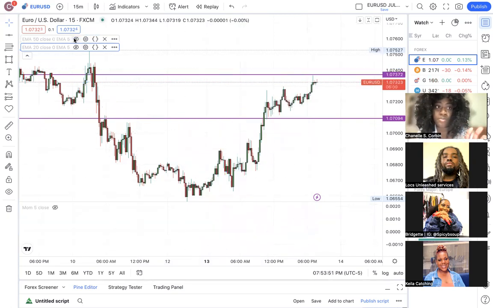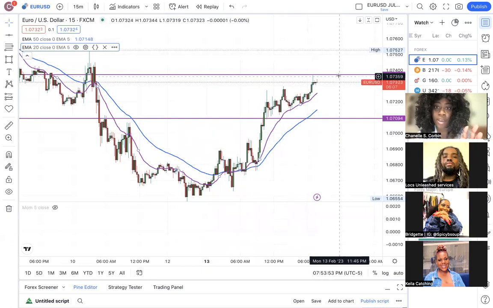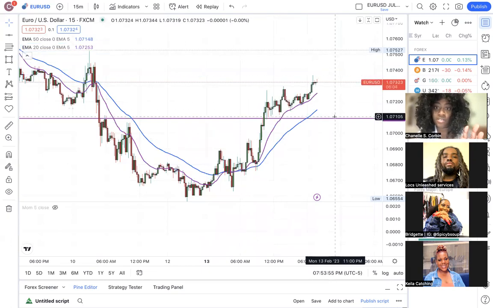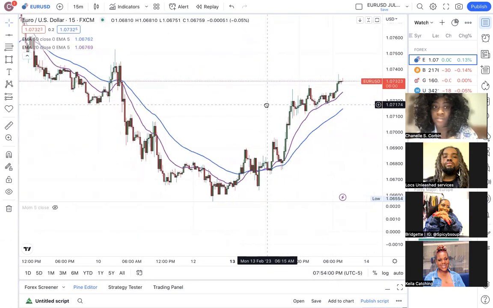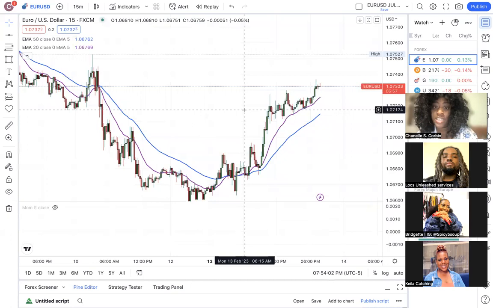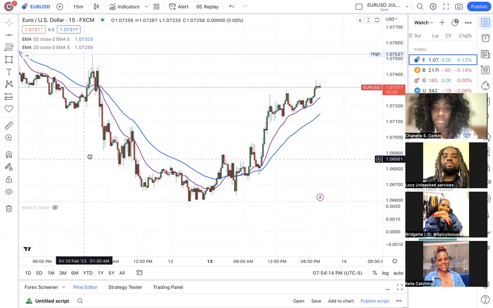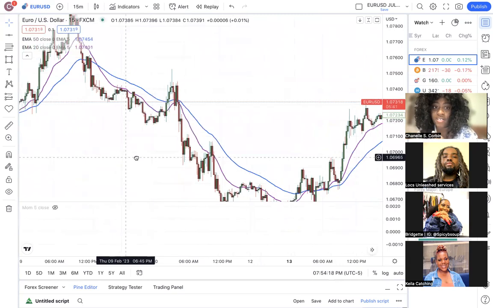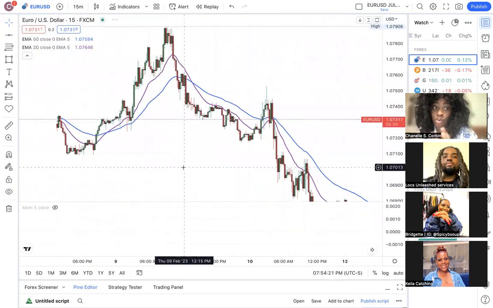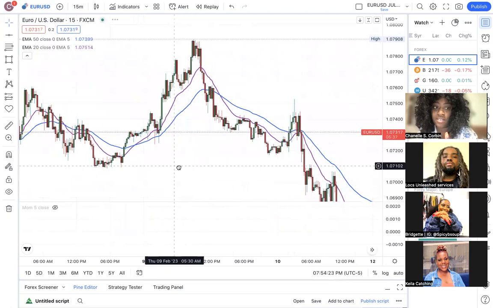Now, what EMAs tell you pretty much is simple. I'm going to scroll back on the chart. Let me delete this too. Again, EMAs will tell you if the price is above average or below average. So what you'll notice is that if the candles are above both of the EMAs, you should probably focus on taking buy opportunities, right? And if the candles are below the EMAs, you're only going to want to focus on sales.